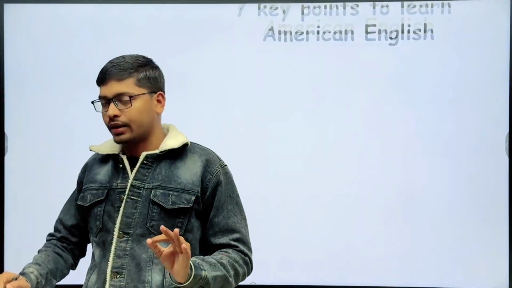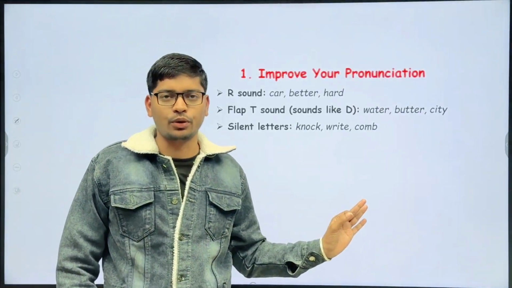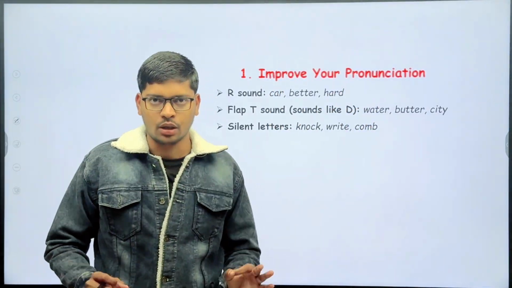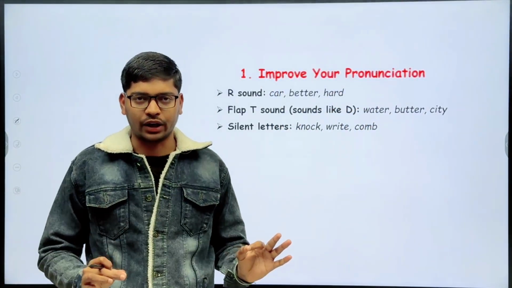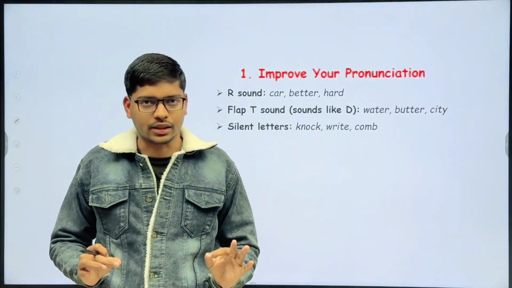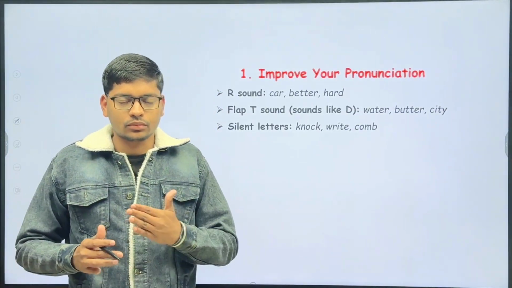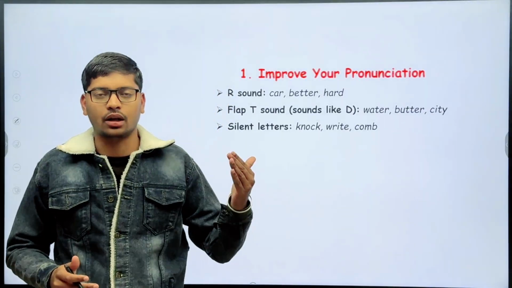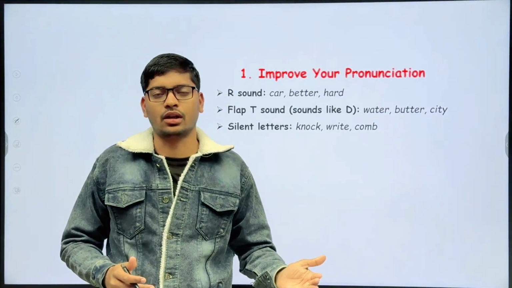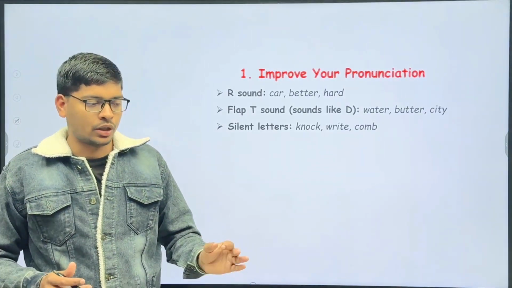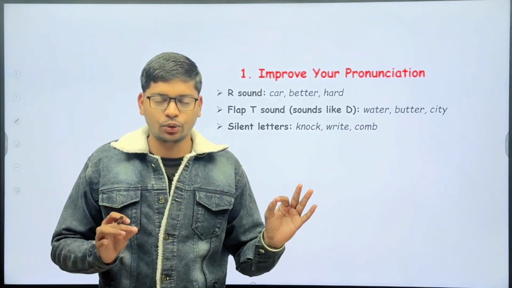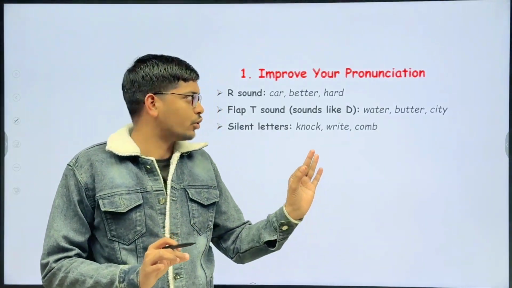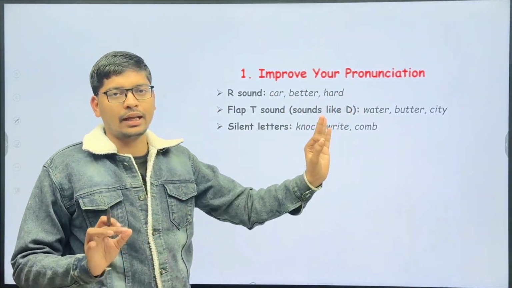Okay, here our first point is improve your pronunciation. Pronunciation is a very important factor here to learn American English. Okay, so there are several types of pronunciation, like British pronunciation, Australian pronunciation, Indian pronunciation. But if you want to speak like an American, then you need to learn a pronunciation like an American. Okay, so here improve your pronunciation like an American.